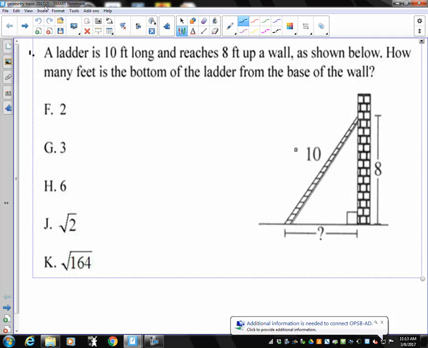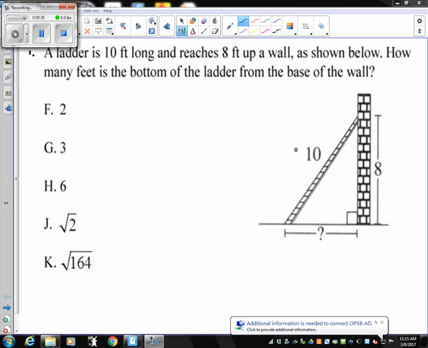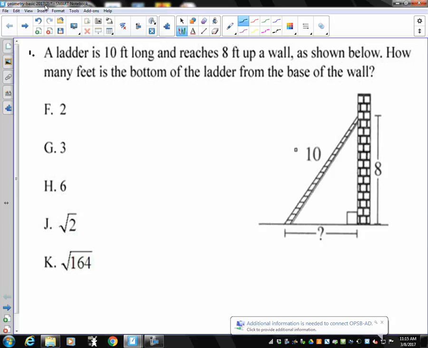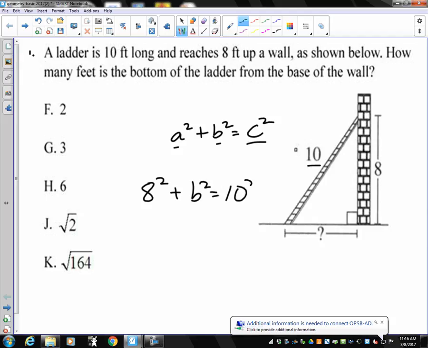All they're doing is looking for this leg of this right triangle, and everybody should know that we're just going to use the Pythagorean theorem. Let's notice that the hypotenuse is given, so it's the c squared part. What's missing is one of the legs, which you could call A or B. So I'm going to say h squared plus b squared equals 10 squared.